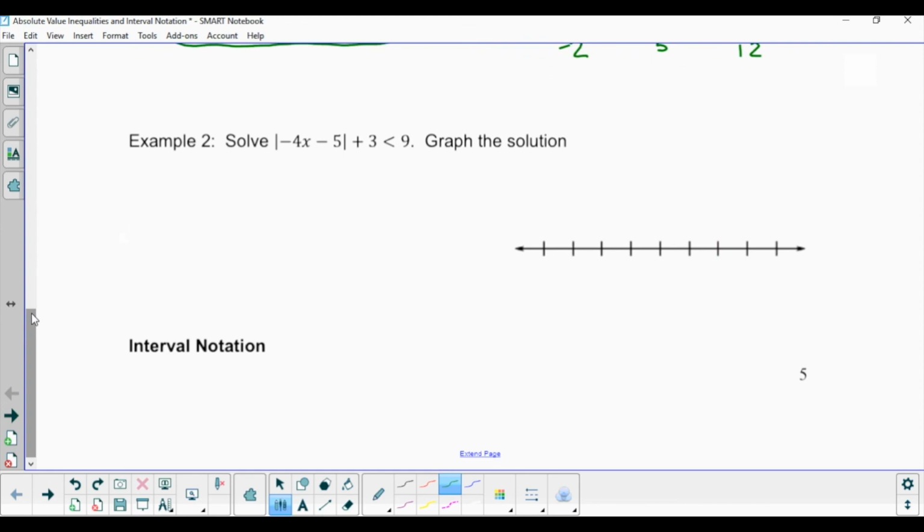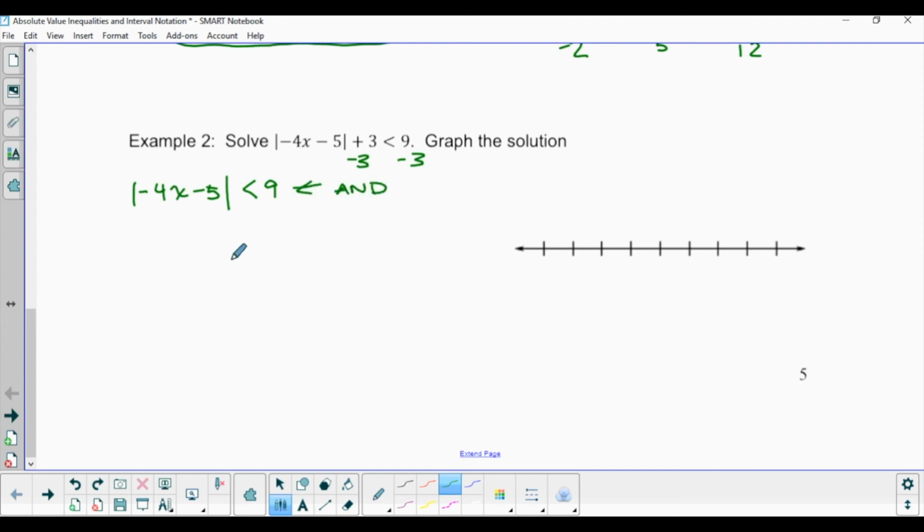In the next example, you have to do a little bit of something else. In example 2, you need to get the absolute value expression by itself before you figure out whether it's going to become an or compound inequality or an and. If I have the absolute value of negative 4x minus 5 plus 3 is less than 9, my first step would be to subtract 3. Once I have the absolute value of negative 4x minus 5 is less than 9, the distance between this expression and 0 has to be smaller than 9. It's in the middle. It's closer. It could be 1 away, it could be 2 away, 3 away, 4 away. So this becomes an and.